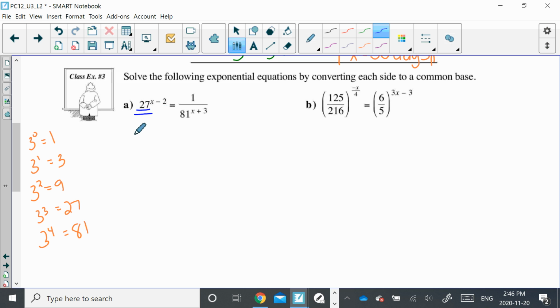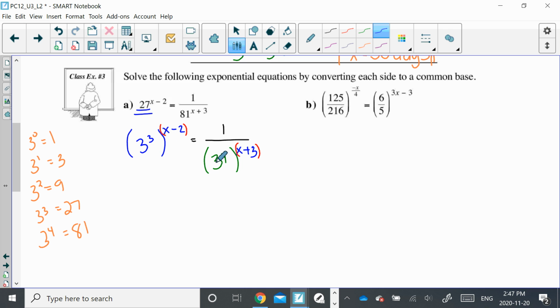27, rewritten in base 3, is 3 to the power of 3. And then we're going to put that x minus 2 outside the bracket, in its own bracket because it is more than one term. This is equal to 1 over. We need to take 81 and rewrite that in base 3. 81 is equivalent to 3 to the power of 4. Outside of the bracket, I have x plus 3, and that must go in its own bracket.